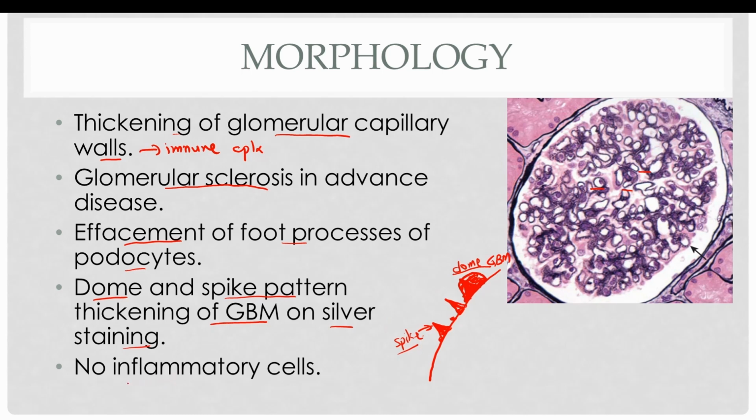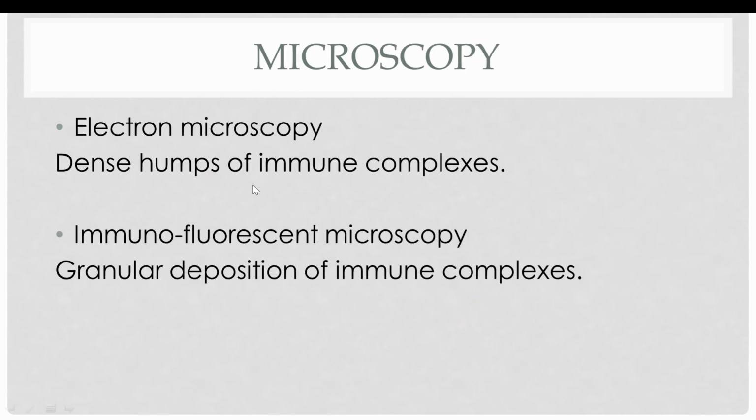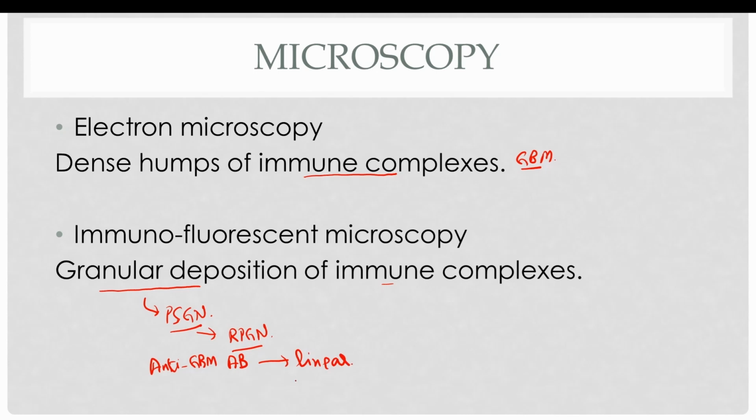One more thing you need to remember is that there is absence of inflammatory cells in membranous nephropathy. As you can see here in the diagram, there are no inflammatory cells seen. Electron microscopy reveals dense humps of immune complexes present in the GBM and subepithelial side of the glomerular basement membrane. Immunofluorescence microscopy reveals granular deposition of immune complexes, which is also present in post-streptococcal glomerulonephritis. As you may recall, granular deposition is also present in immune complex mediated rapidly progressive glomerulonephritis, whereas in anti-GBM antibody mediated RPGN there is linear deposition.